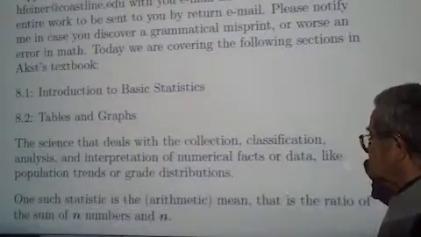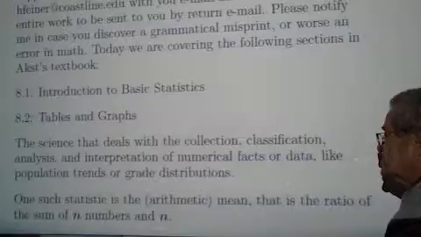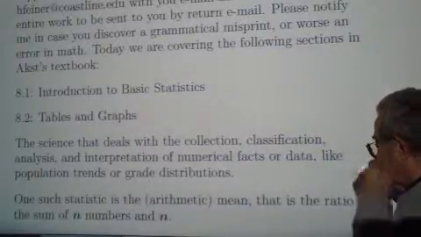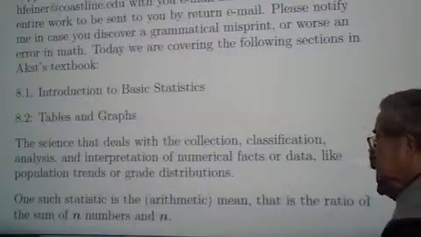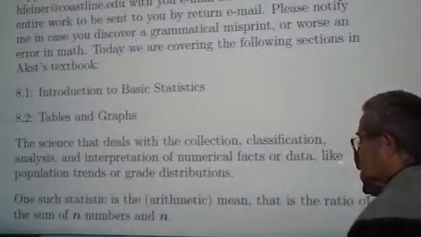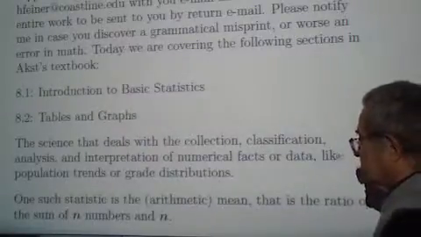One such statistic is the mean, called the arithmetic mean, which is the ratio of the sum of n numbers and n. Ratio means fraction. You have the sum of all numbers in the numerator and how many numbers you added in the denominator.